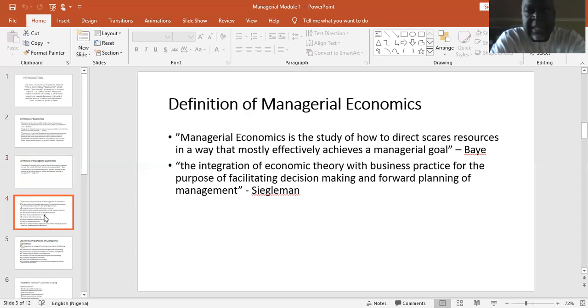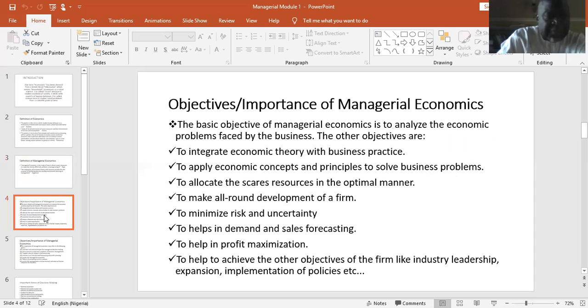Now, the proponents of managerial economics have some objectives they set out to achieve and some importance they attach to its study. The basic objective of managerial economics is to analyze the economic problems faced by businesses. We are using economic tools to analyze the problems faced by businesses so that we can use those tools to propose solutions that will solve the problems.